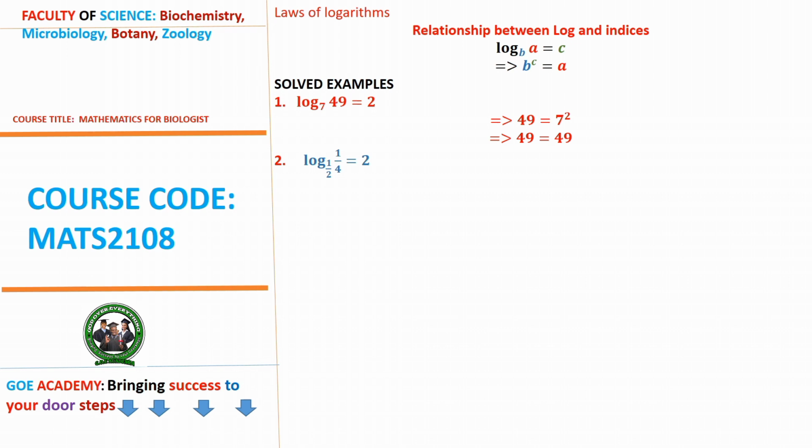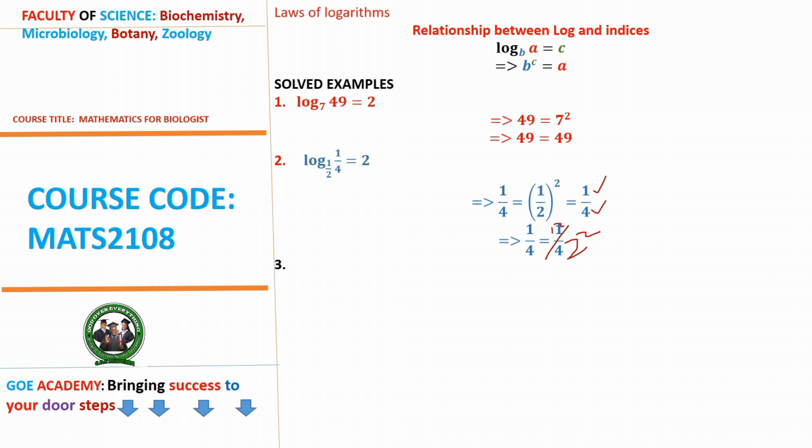Next, we have the log of 1 on 4 to the base of a half equals 2. Then it is simple. We just have 1 on 4 equal to a half raised to the power 2. A half raised to the power 2 simply means we take 1 squared divided by 2 squared. You know that 1 squared is 1, that's why we have 1 here, and 2 squared is 4, so we have 4 here. So that's the same as 1 on 4, and 1 on 4 is the same as 1 over 2 times 2, which is 1 on 4.